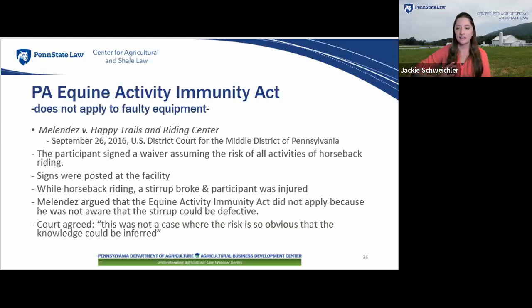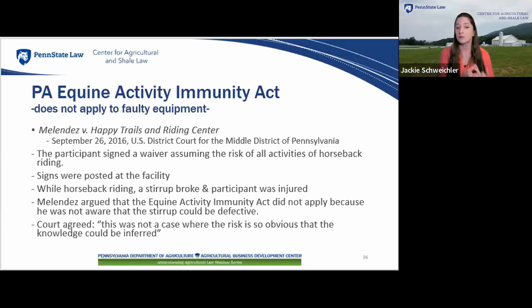Okay, there's an interesting case that I wanted to talk about with the Equine Activity Immunity Act, where I had that note about how it does not apply to faulty equipment. This was a fairly recent case, 2016. The participant or the facility was denied the use of the Equine Activity Immunity Act. So what happened is Melendez signed a waiver assuming the risk of all activities of horseback riding. Okay, so that's an element of the Act.